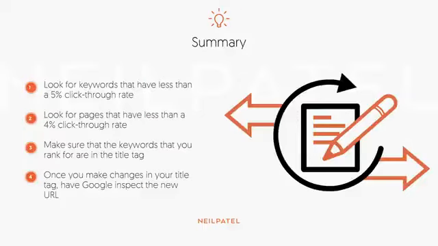So in summary, look for keywords that have less than a 5% click-through rate in Google Search Console. Look for pages that have less than a 4% click-through rate. Make sure that the keywords that you want to rank for are in the title tag of your site. Once you make the changes, submit it to Google Search Console, they'll recrawl your site, and then boom, you should get more traffic over time.